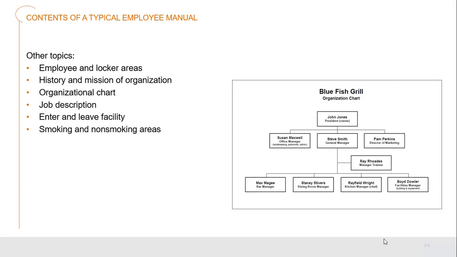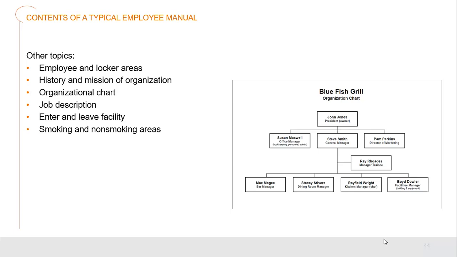So some other topics that may come up as you're being onboarded are employee and locker areas, the history and mission of the organization, the organization chart, who's in charge and where does it all flow down to, your job description, and your entry and leaving facility areas as well.